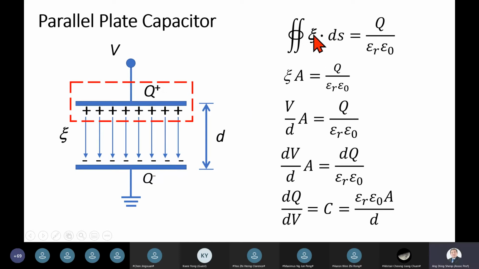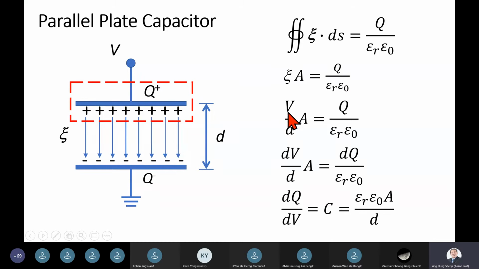Since the electric field is a constant, you can pull it out of the integral, right? And the integration of dS is simply the area of the Gaussian surface, right? Since this is the only part where there is non-zero contribution to the integral, this area of the Gaussian surface is equal to the area of the plate, A. So this is how we can apply Gauss's law to this simple example of a parallel plate capacitor.